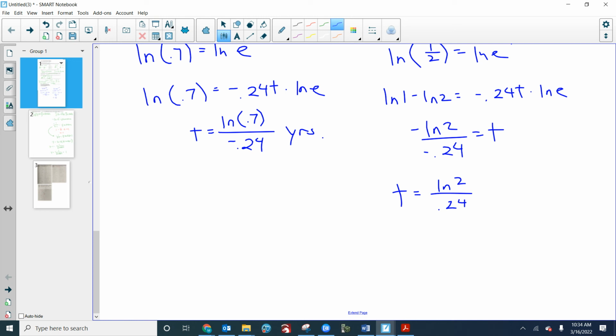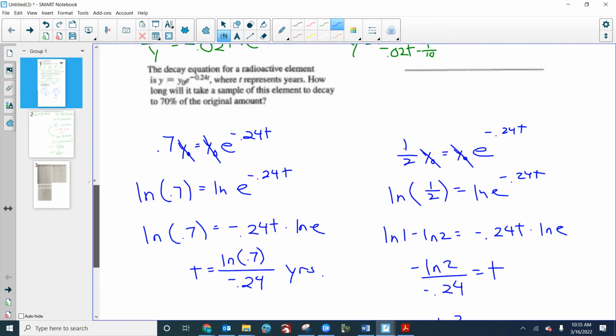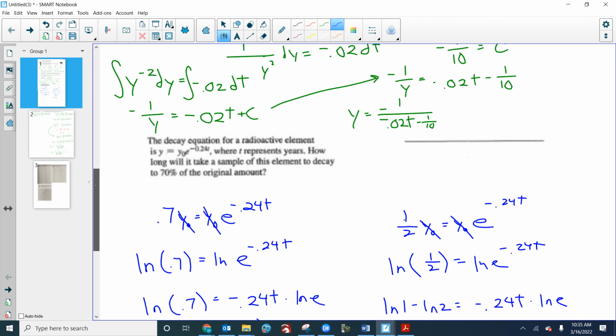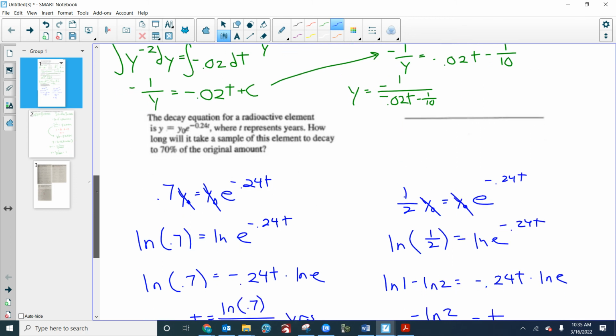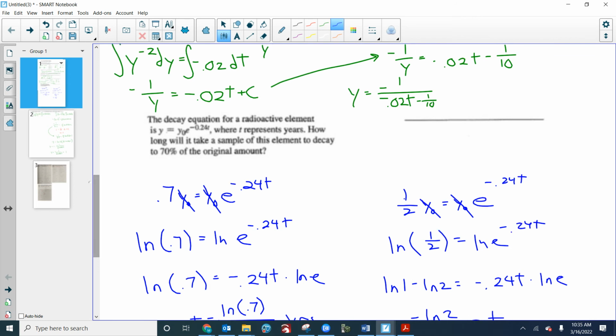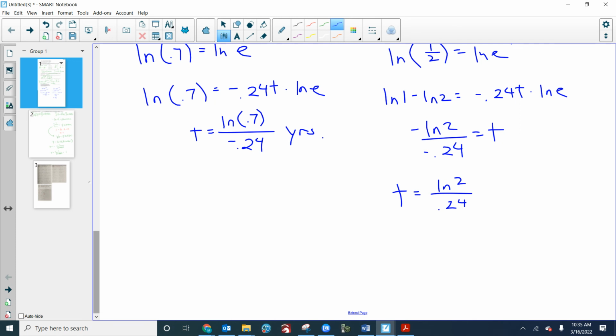Now, I know it's ln 2 over k. You have to show the work. I know half-life is ln of 2 over k. That's an easy way to check your answer. ln of 2 over negative 0.24. Remember, k is the value, so technically this is negative k, because it's a decay function. ln of 2 over 0.24. Questions on that? Excellent. All right.